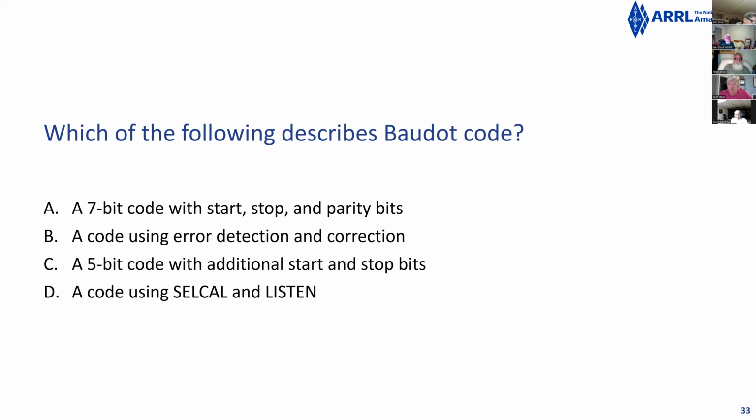What describes Baudot code? A 7-bit code with start, stop, and parity bits, a code using error detection and correction, a 5-bit code with additional start and stop bits, or a code using call and listen. I believe it's C. C from Chris. I hear a C. So yes, it's C, 5-bit code. Very ancient.